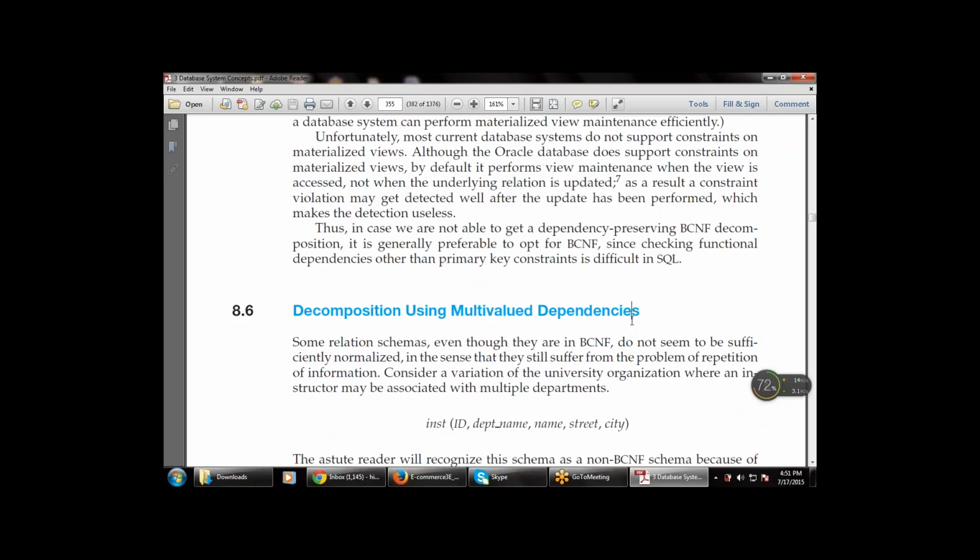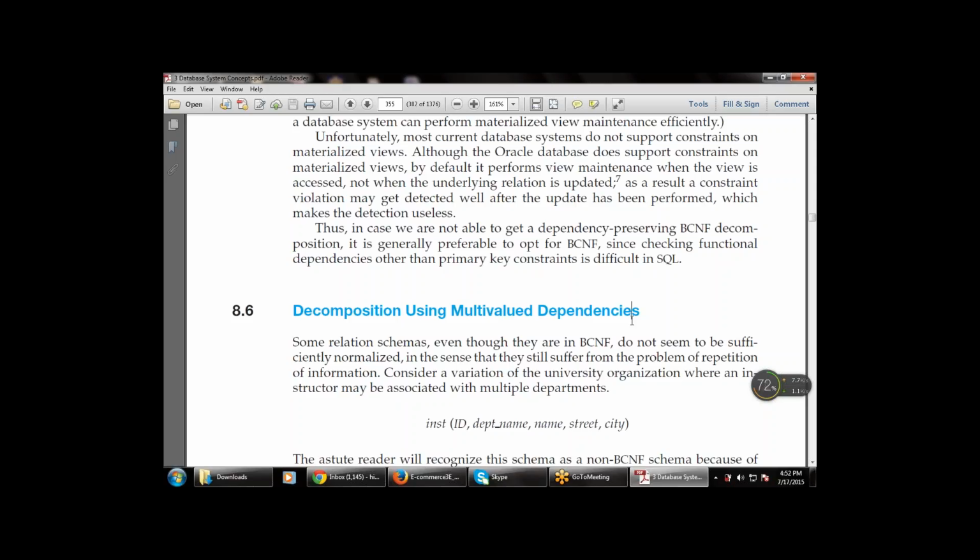Now next is decomposition using multivalued dependencies. Some relation schemas, even though they are in BCNF, do not seem to be sufficiently normalized, in the sense that they still suffer from the problem of repetition of information.